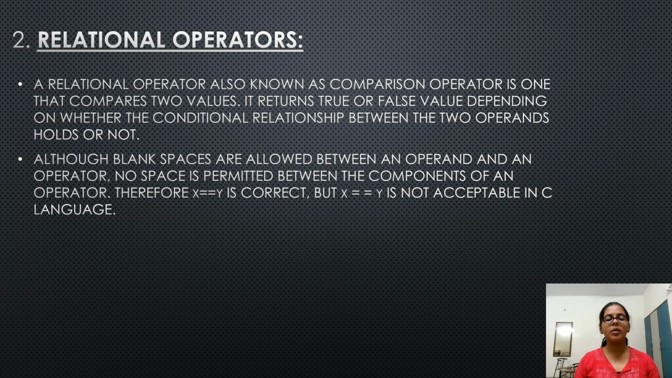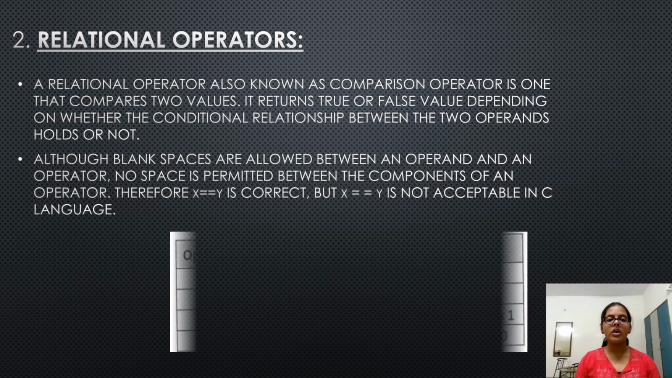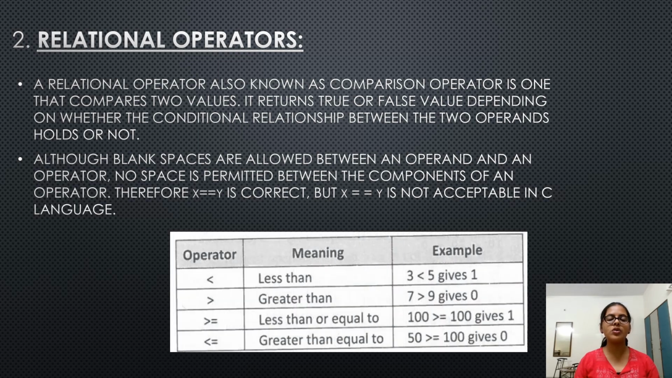Now let's study about the next operators, that is relational operator. A relational operator is also known as comparison operator. It is the one that compares two values. It returns a true or false value depending on whether the conditional relationship between the two operands holds or not.